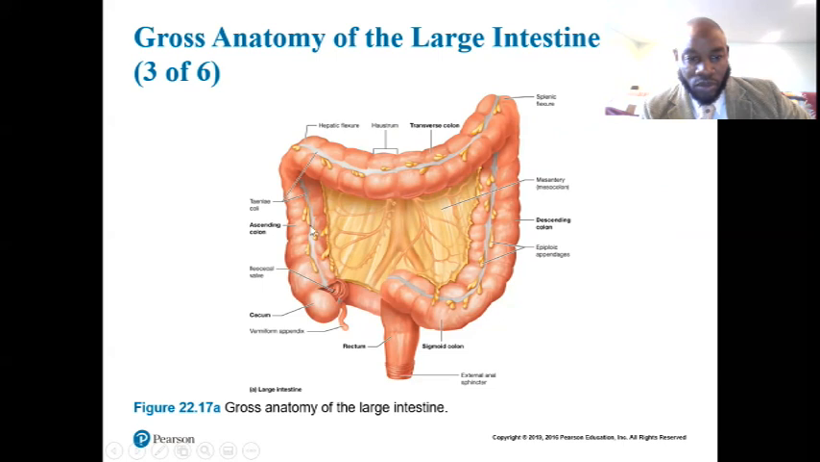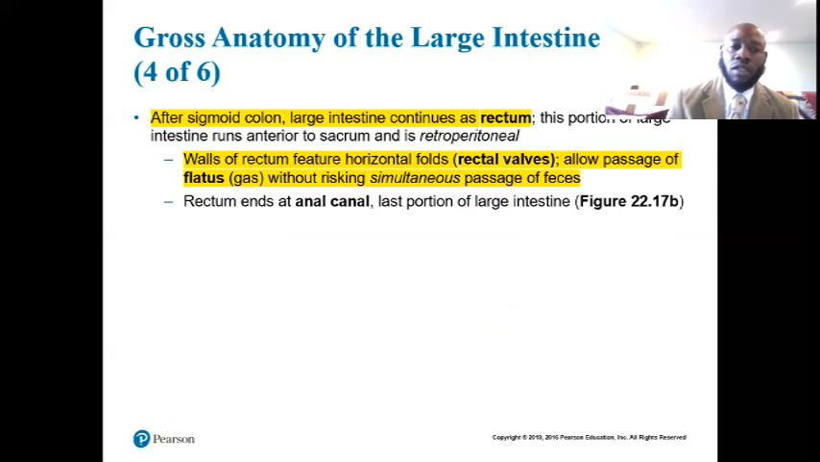Then once we get past the cecum, we get into the colon, where we come up, ascending, transverse, coming across, and then coming back down, descending colon. And then we have this curve here, sigmoid colon, right? And then eventually we have the rectum, which is going to lead to the anus, right?